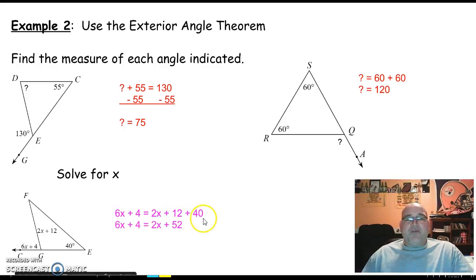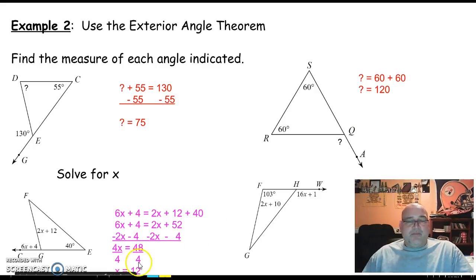So we'll combine the like terms, 12 and 40 make 52. We'll take away 2x, moving all the x's to the left and moving all the constants to the right. We get 4x equals 48. Divide by 4, and we'll find out that x equals 12.